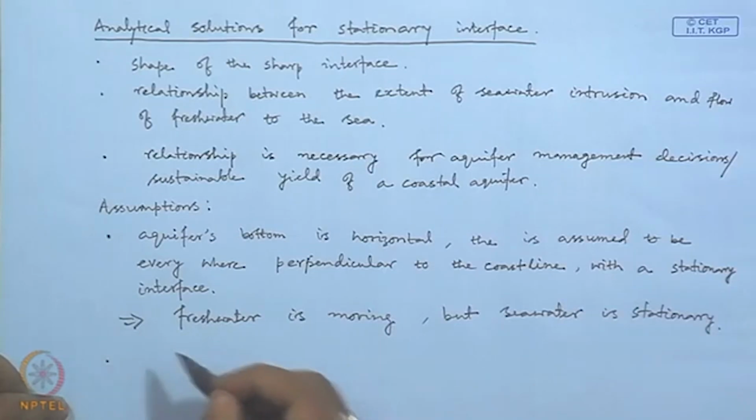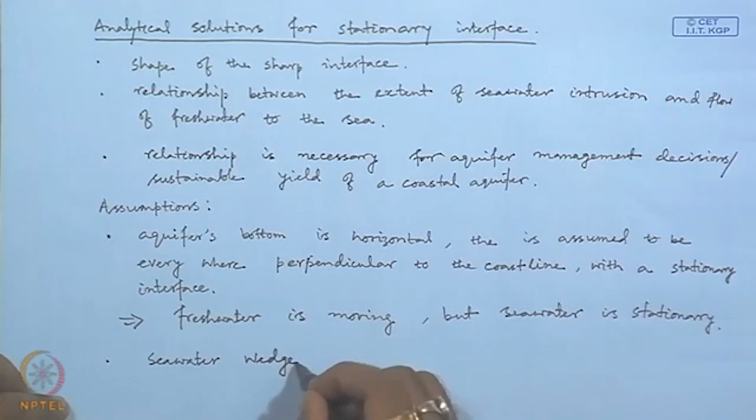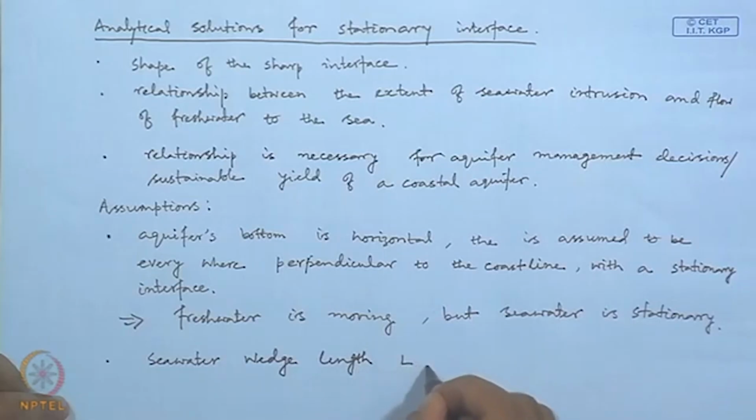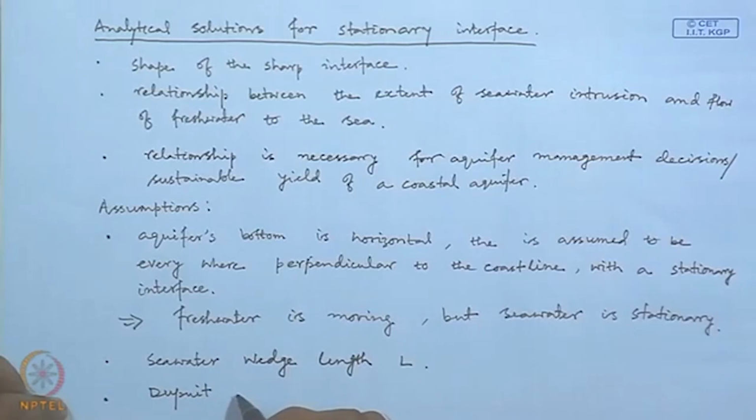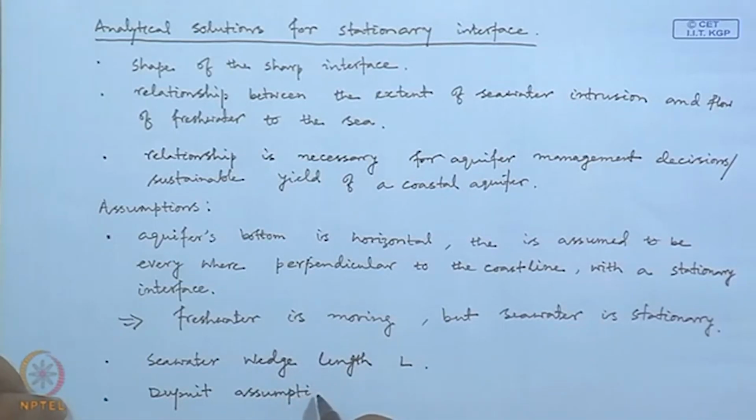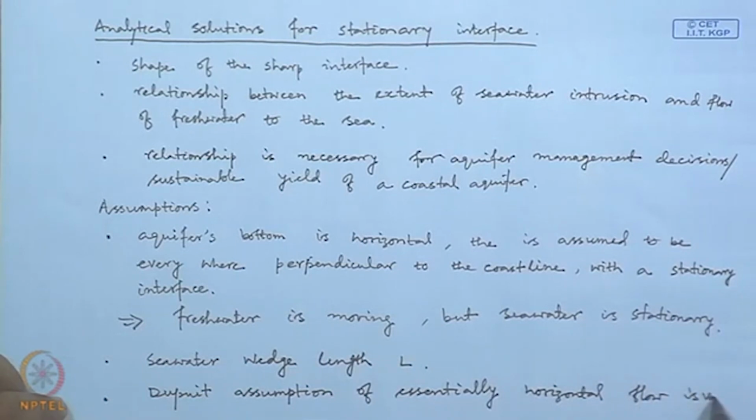And we will consider a sea water wedge of length L. And one important assumption is that Dupuit's assumption of essentially horizontal flow is valid.